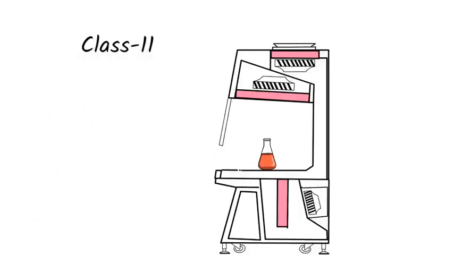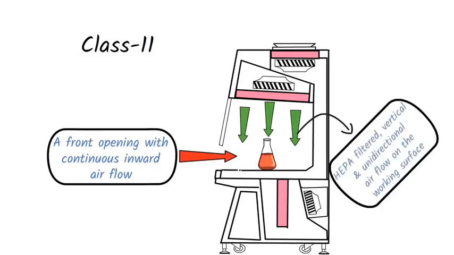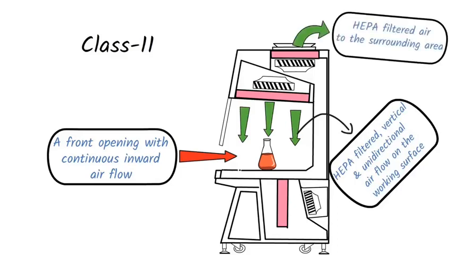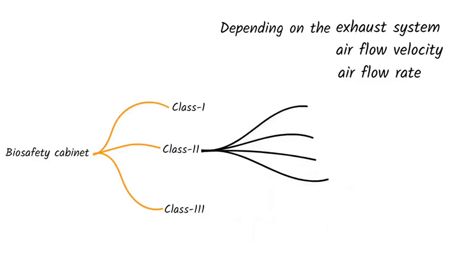The Class 2 biosafety cabinets provide the following: a front opening with continuous inward airflow, HEPA filtered, vertical, and unidirectional airflow on the working surface, and HEPA filtered air to the surrounding area. Depending on the exhaust system, airflow velocity, and airflow rate, the Class 2 biosafety cabinets are further classified as Type A1, A2, Type B1 and B2.